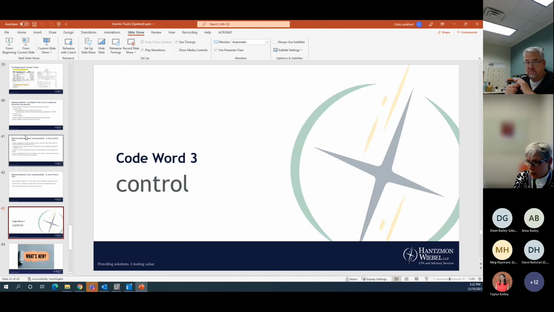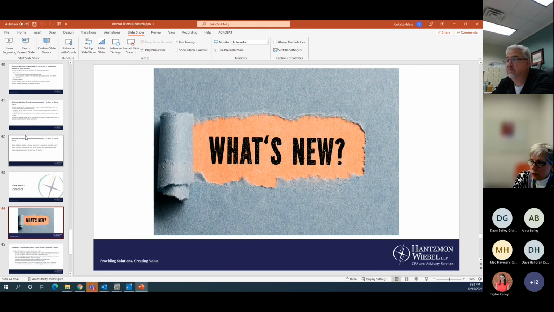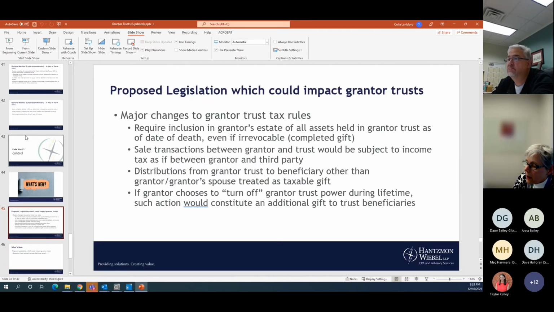All right, we have a third word, which is control. I'd like to spend a little bit of time on what almost happened back in October. These were some of the things that Congress was contemplating. As we said, there's a mismatch between what the rules are for, which creates the opportunity for grantor trusts to exist. And Congress spent some time drafting some legislation that basically would have made grantor trusts a thing of the past.